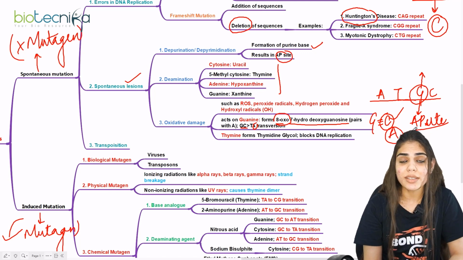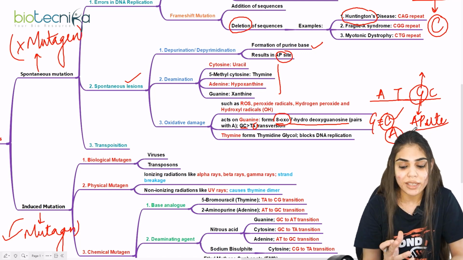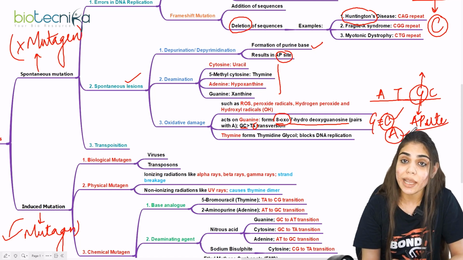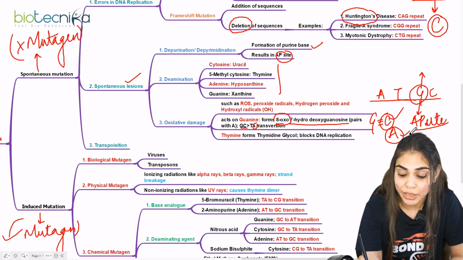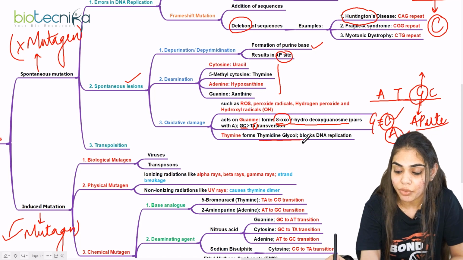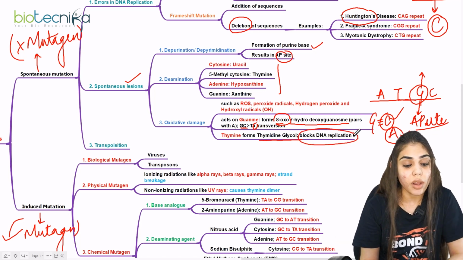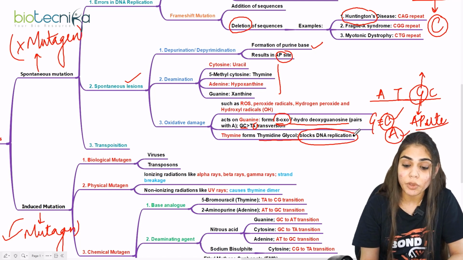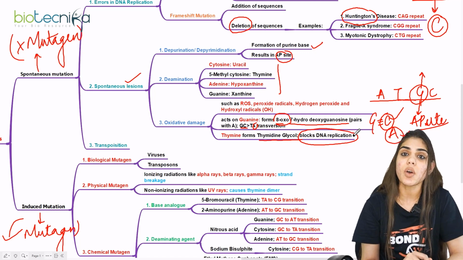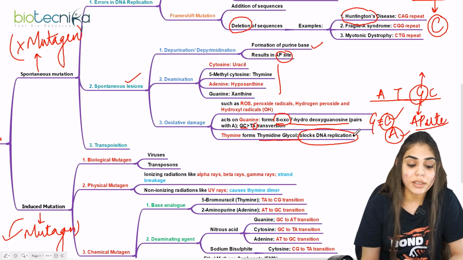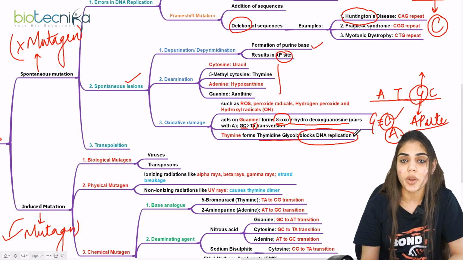Second, this oxidative damage, or you can say these oxygen radicals, react with thymine and form thymidine glycol, and thymidine glycol is responsible for blocking the process of DNA replication. So this is all about spontaneous lesions, where we have discussed depurination, depyrimidination, the deamination event, and also oxidative damage.